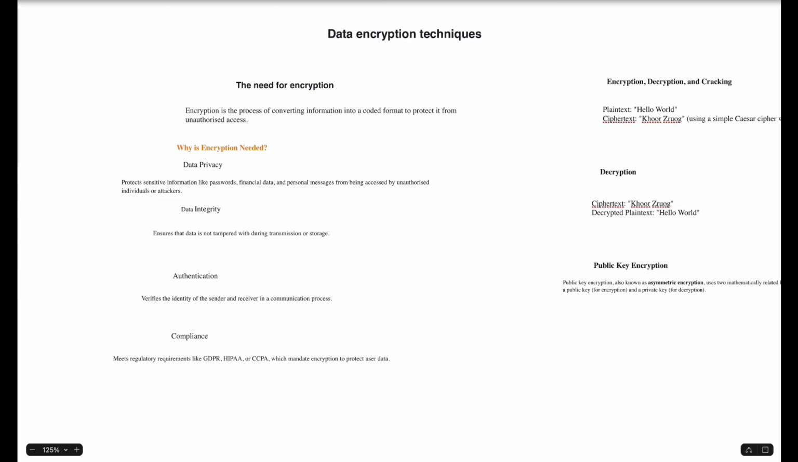This is Health Insurance Portability and Accountability Act. And CCPA is California Consumer Privacy Act. So these regulations are making sure that the use of encryption and other security measures are protecting the user data in both transit and at rest.